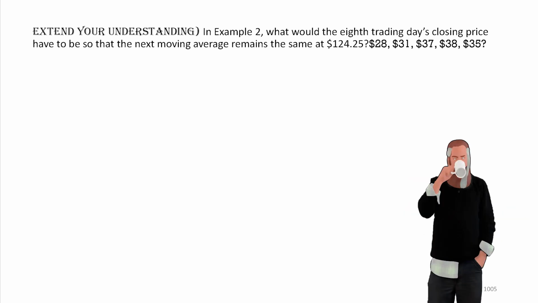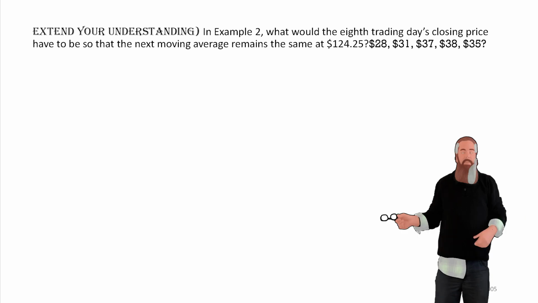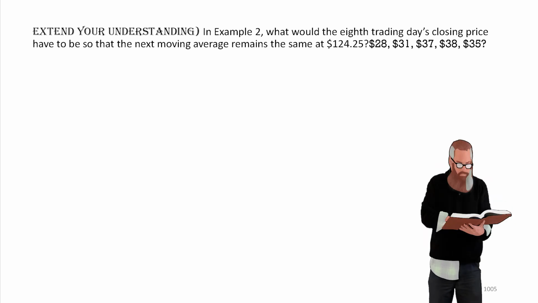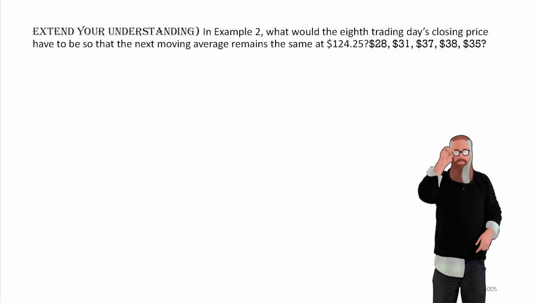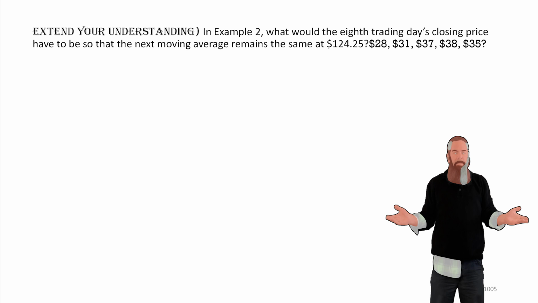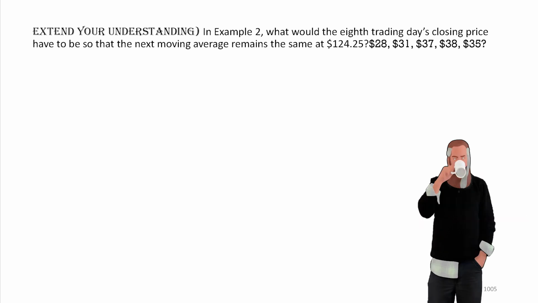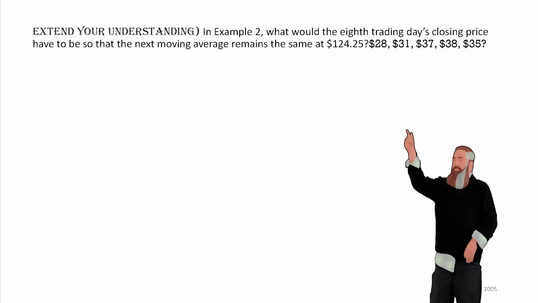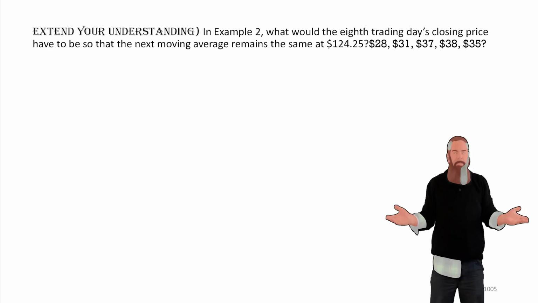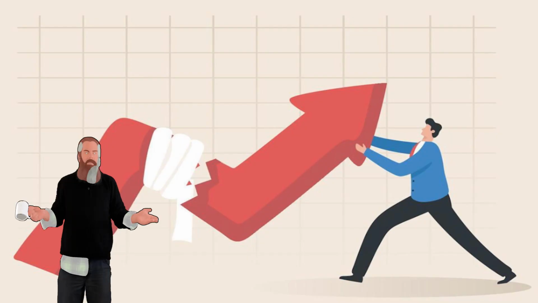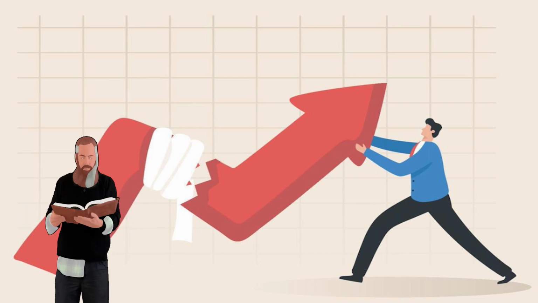In example 2, what would the 8th trading day's closing price have to be so that the next moving average remains the same? In order that the next cycle of 4 consecutive days has the same SMA as the last cycle, the number subtracted, the 4th day's price, and the number added, the 8th day's price, need to be the same. Simple moving averages are more informative when they are determined over a longer period of time.